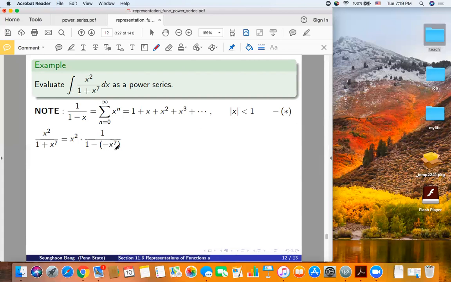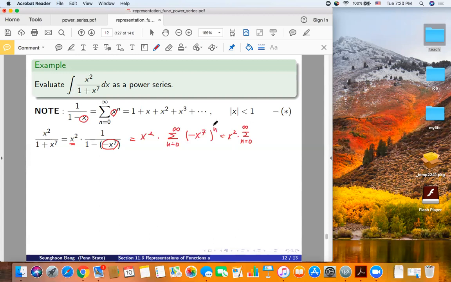The same. You can keep x squared, and plug negative x to the 7 into x here, times the summation n equals 0 to infinity of negative x to the 7, to the power n. Same for x squared, times the summation n equals 0 to infinity.